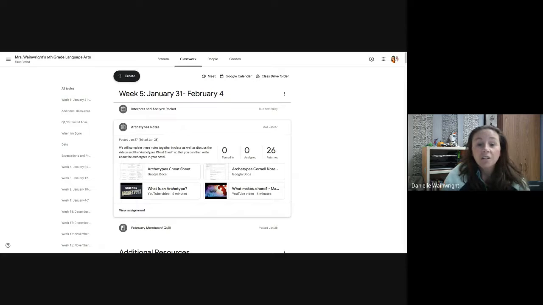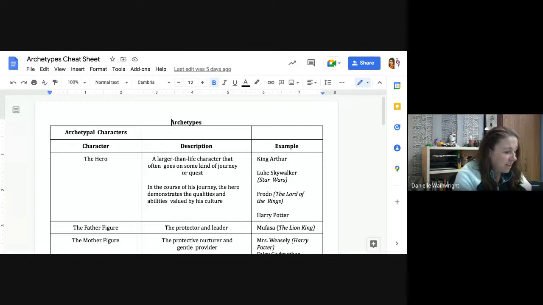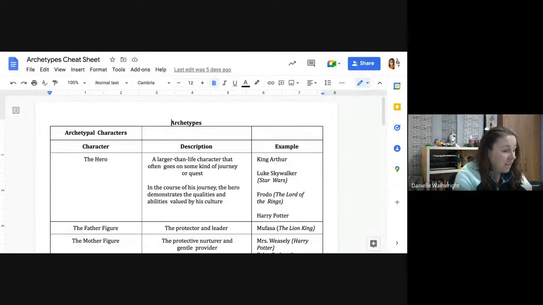Okay, so the first thing you want to do is remember that on the 27th, we did archetypes notes, and I did move that. That's week 4, but I moved it up into week 5 because we're going to use it again. Okay. And so you have an archetype cheat sheet, which you'll just use. And honestly, you'll probably be using that well into high school and thanking me for it.